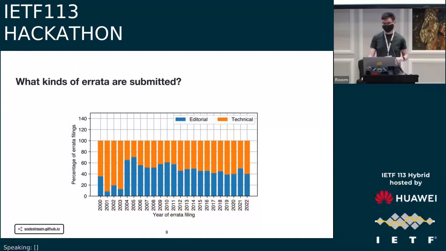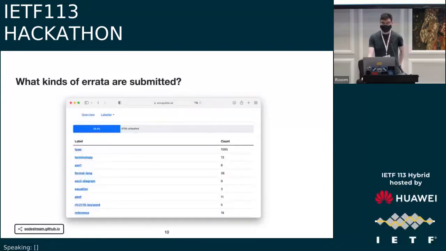One of the main things that I've worked on is a way of expanding this dataset to be a little bit more descriptive about the errata that are being filed. We've developed some tooling that allows people to go on and view errata filings and tag them with more descriptive labels. You can see some example labels here: typos, terminology mistakes, is it a mistake in the diagram, et cetera.